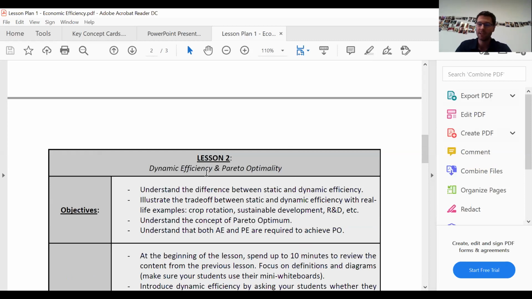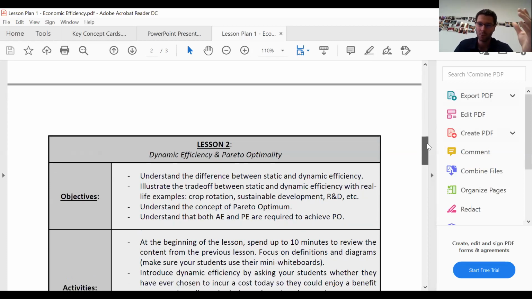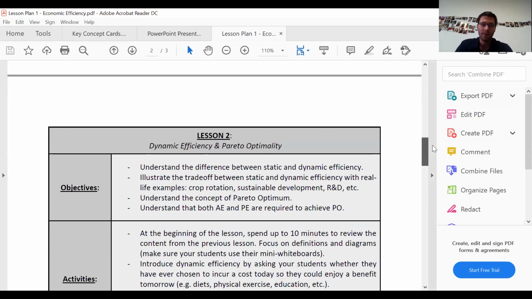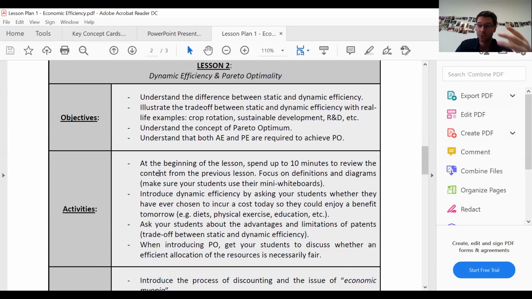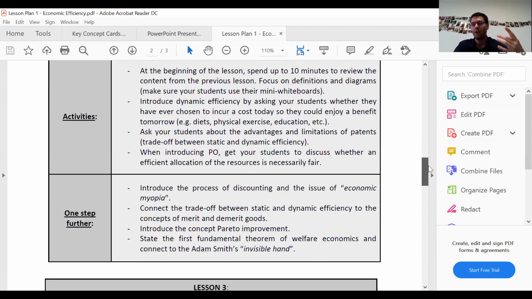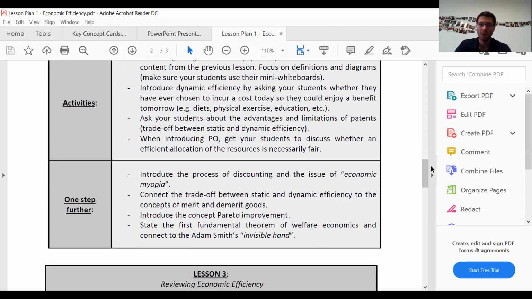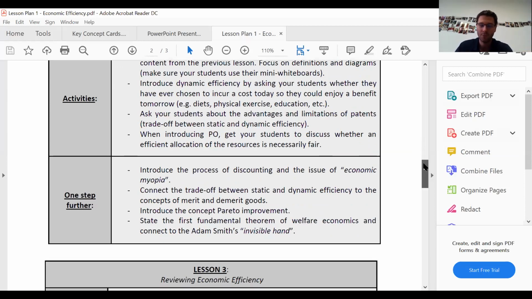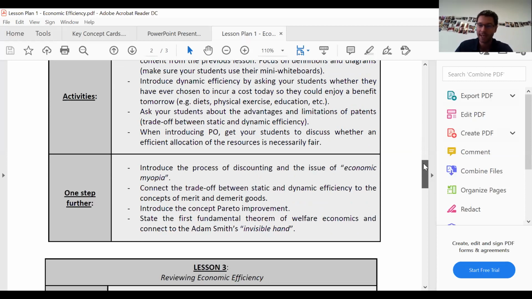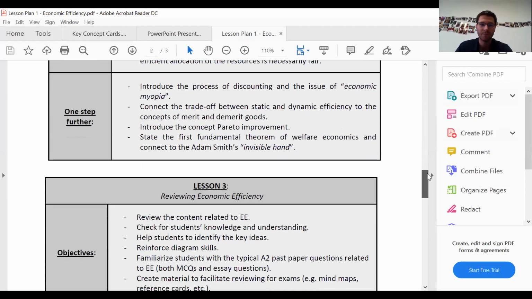Lesson 2 is dynamic efficiency and Pareto optimality, basically what we've done today. Same thing: what are the objectives? Activities: what can you do with your students to engage them? And again, one step further, to take your students to the next level. Again, I'm not going to go through everything. It would be boring if I started to read everything. But if you have any questions about some items in this lesson plan, send me a message and I'll be very happy to get back to you.